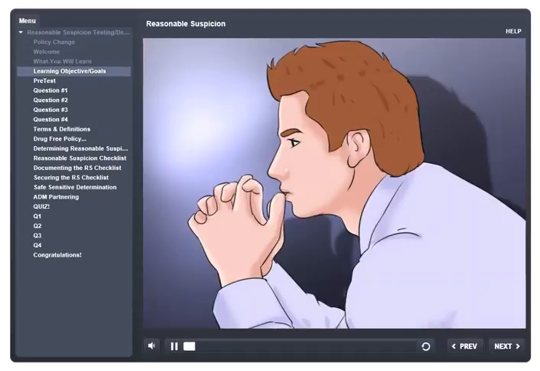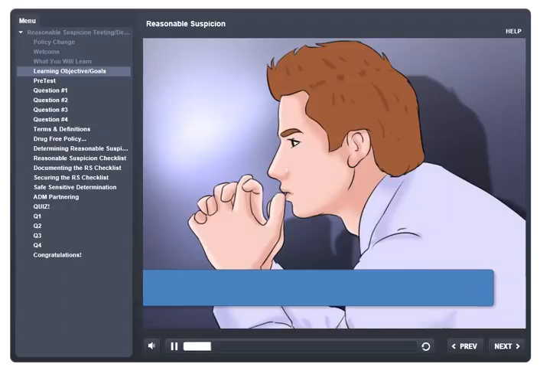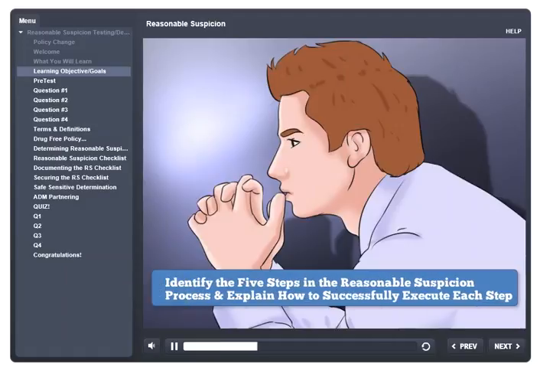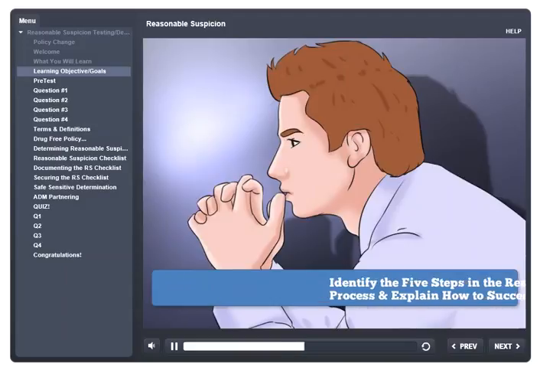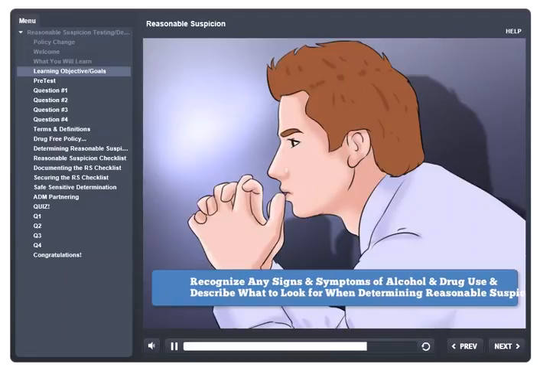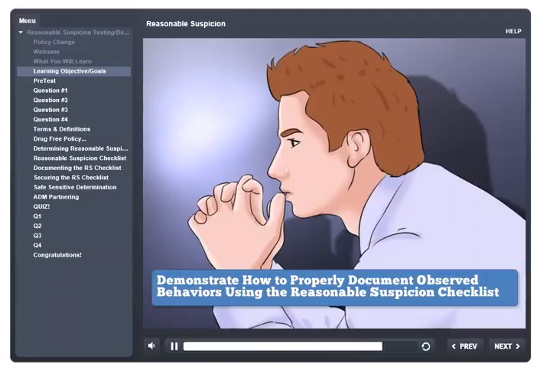At the end of this training module, you should be able to properly interpret and apply the company's policy on reasonable suspicion drug and alcohol testing, identify the 5 steps in the reasonable suspicion process, and explain how to successfully execute each step. Recognize any signs and symptoms of alcohol and drug use, and describe what to look for when determining reasonable suspicion. Demonstrate how to properly document observed behaviors using the reasonable suspicion checklist.